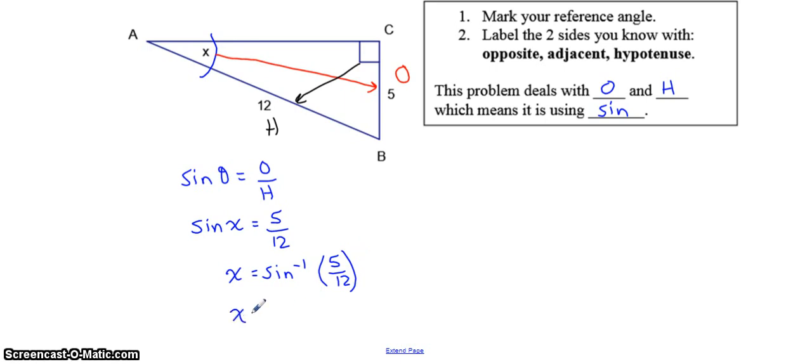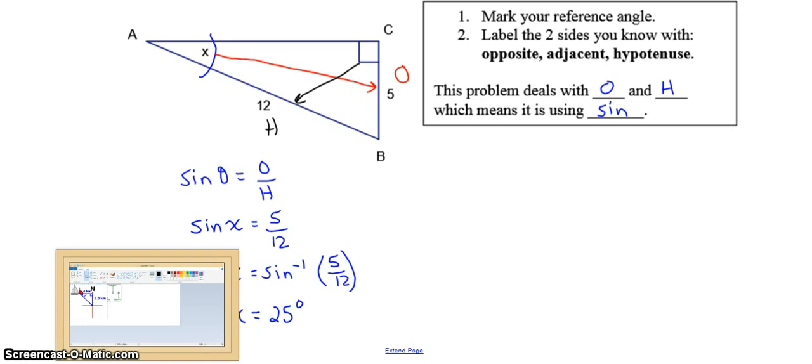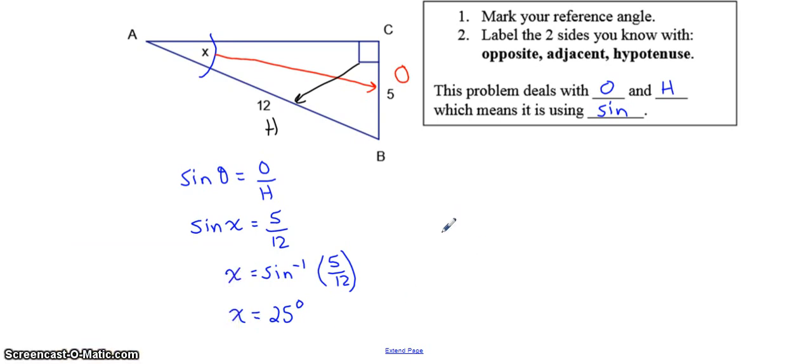So again, type that into your calculator. If you have a display calculator, it's shift sine and then bracket 5 divided by 12, close bracket, equals. If you have a non-display, it's bracket 5 divided by 12, close the bracket, then shift sine. Either way, you should get 25 degrees as your answer. So make sure you know which way your calculator works.